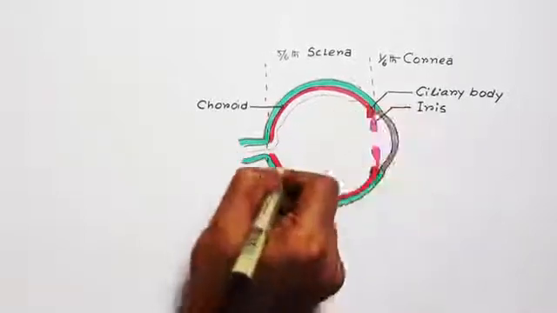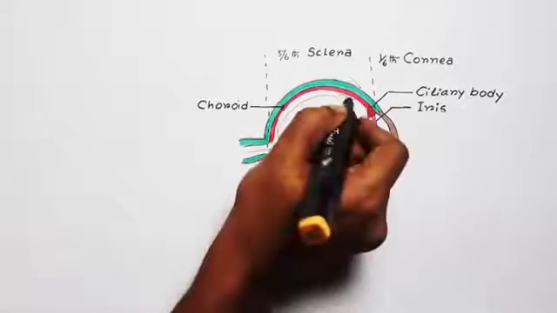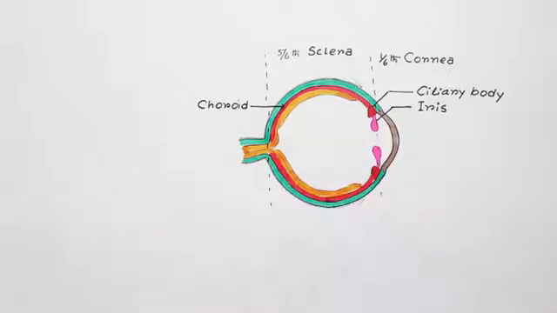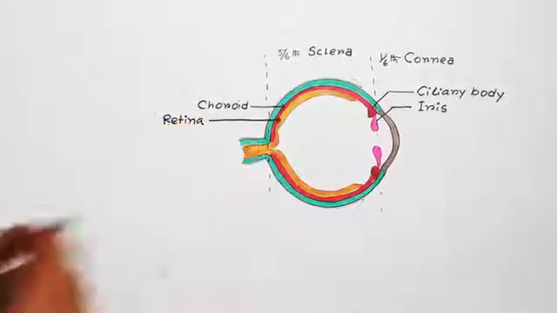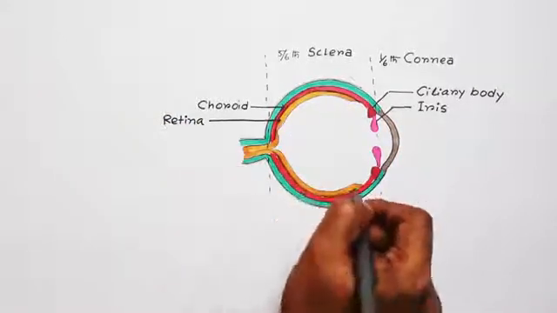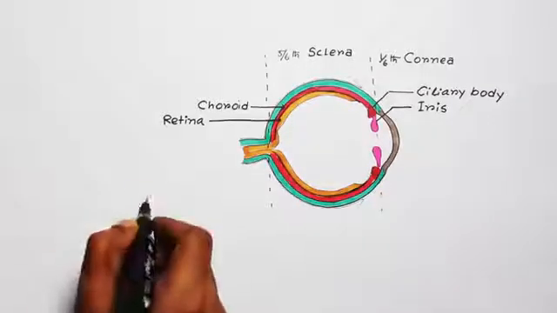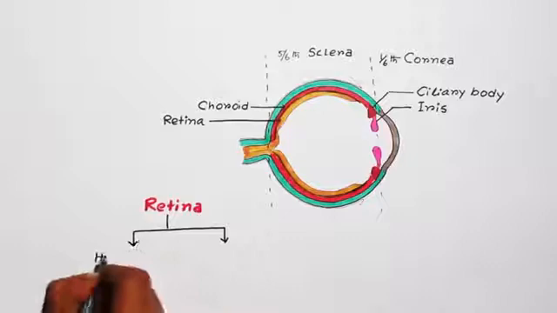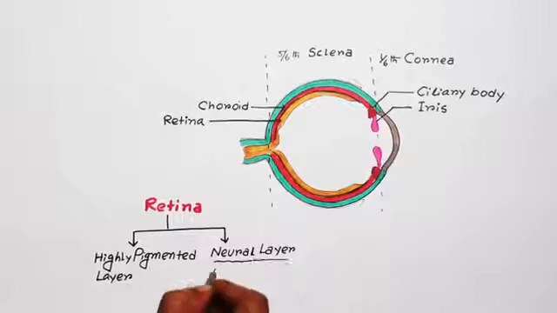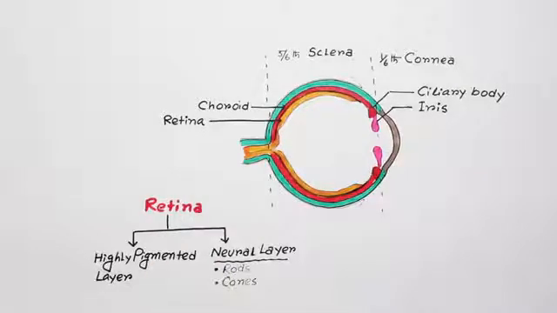Now, the most important part is the inner layer. Only this layer can convert electromagnetic energy into electrochemical signals. This layer is called retina. If you enlarge this portion, you will see the retina has two parts: one highly pigmented layer and a neural layer. This highly pigmented part is firmly attached to the choroid. Now the interesting point you should remember: rods and cones are not present in the pigmented layer. They are actually present in the neural layer.